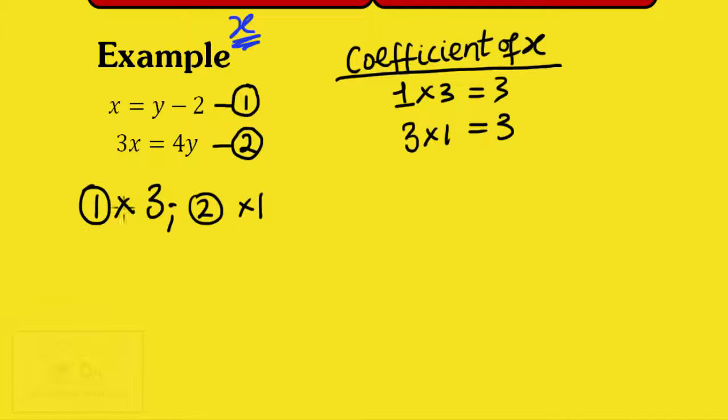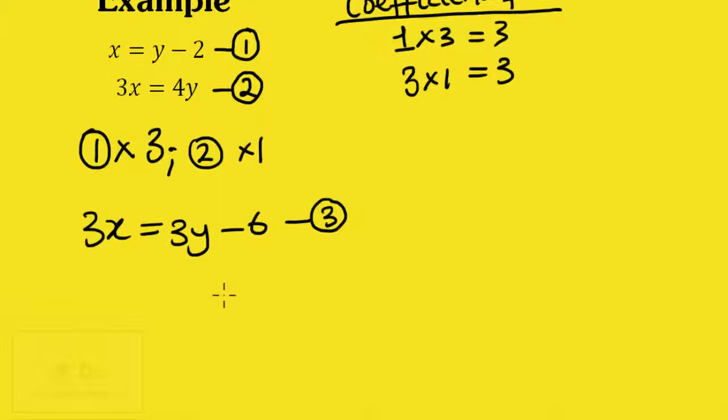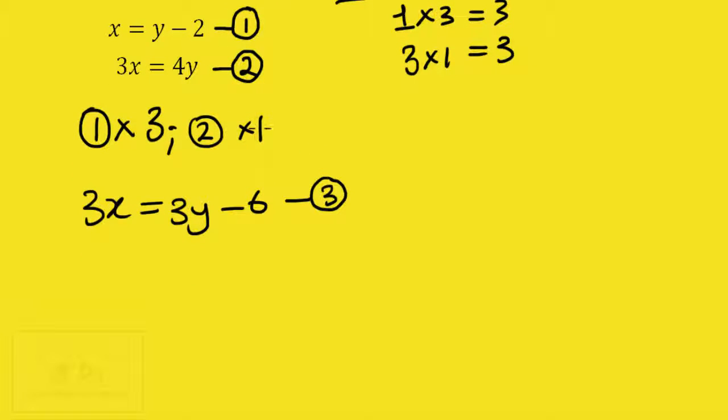Equation 1 times 3 is as follows. You multiply each term by 3, so x times 3 is 3x. 3 times y is 3y. 3 times minus 2 is minus 6. I'm going to call this equation 3. Equation 2 we multiply by 1. 3x times 1 is 3x. 4y by 1 is 4y. I'm going to call this equation 4.